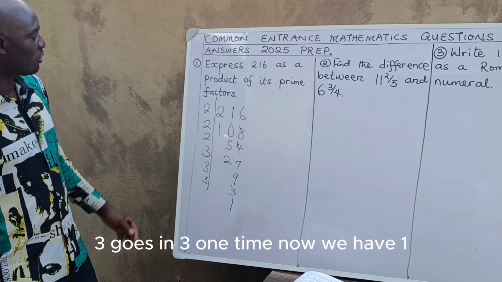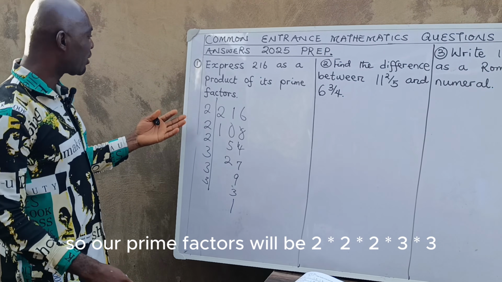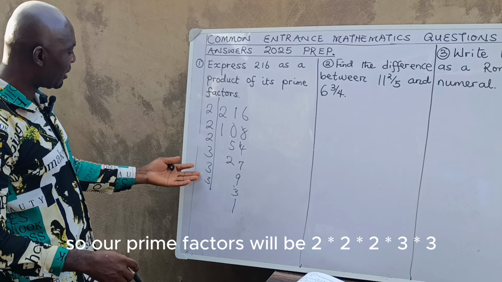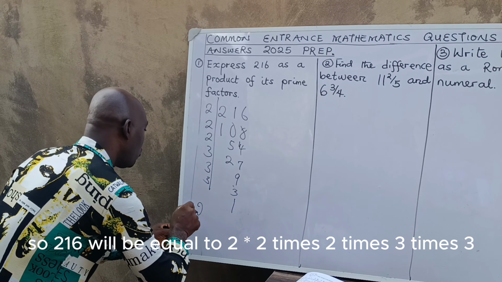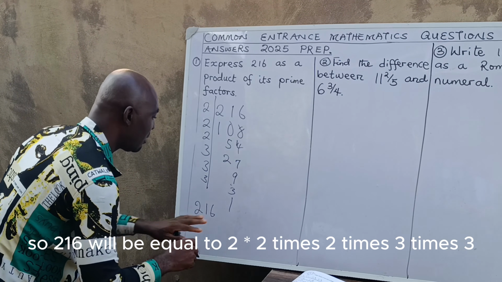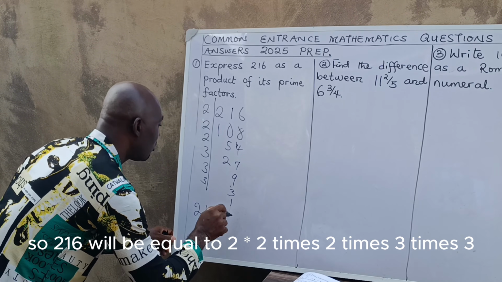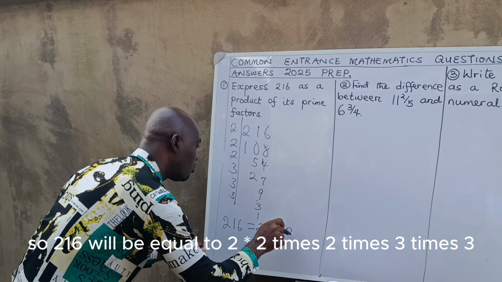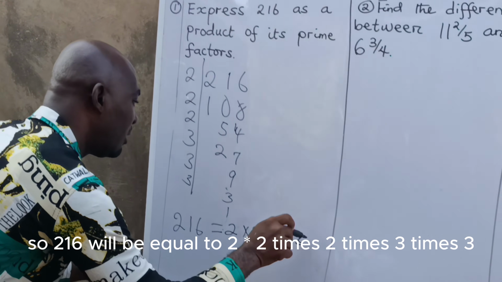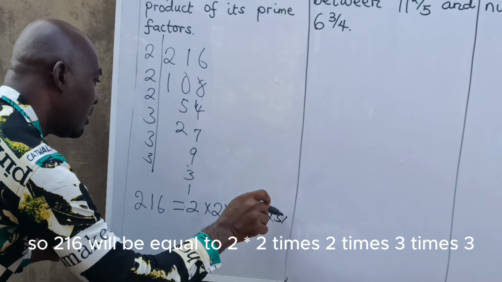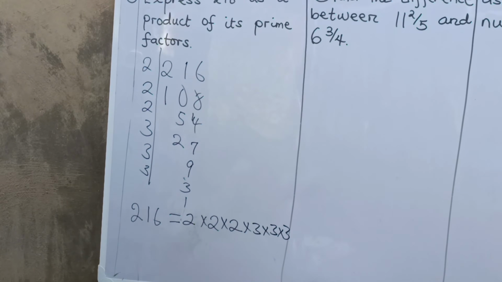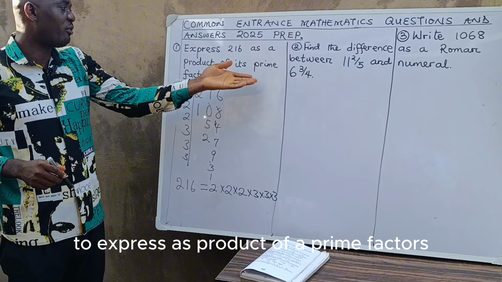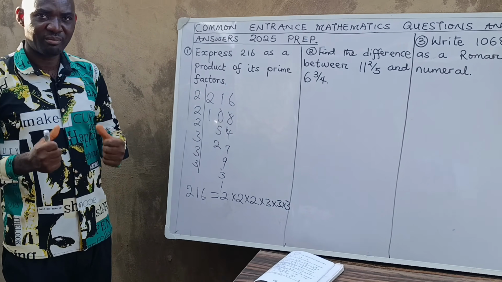Now we have 1. So our prime factors will be 2 times 2 times 2 times 3 times 3 times 3. So 216 will be equal to 2 times 2 times 2 times 3 times 3 times 3. And we stop there because we are only to express it as a product of prime factors.